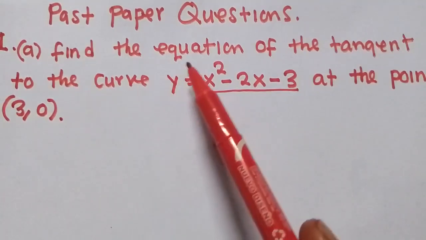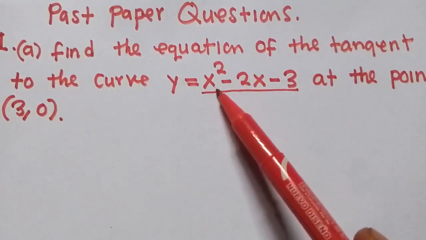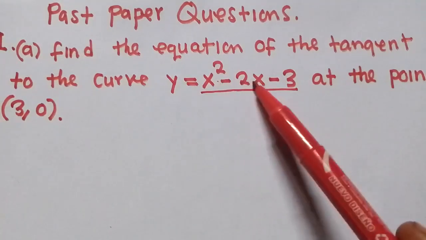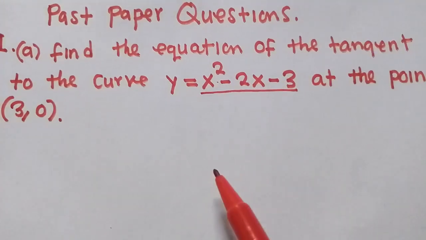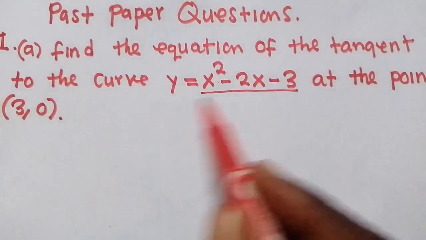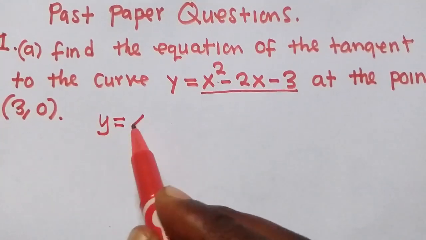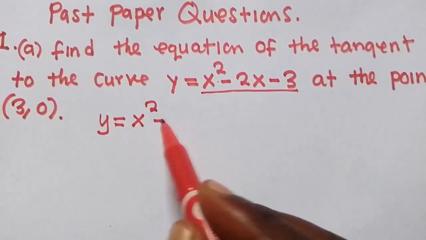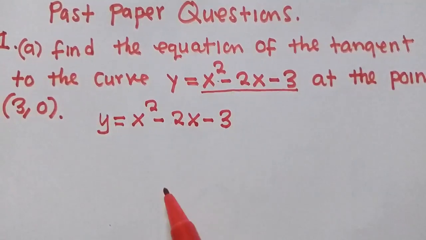So find the equation of the tangent to the curve y is equal to x squared minus 2x minus 3 at the point 3, 0. This is what we are given. So how do you go about this? You are given y is equal to x squared minus 2x minus 3. That's what you are given.